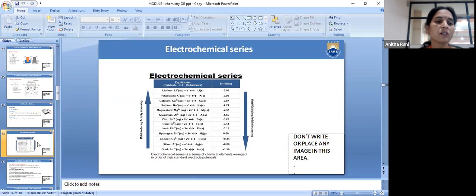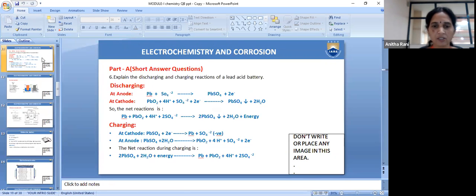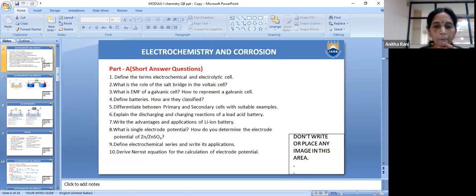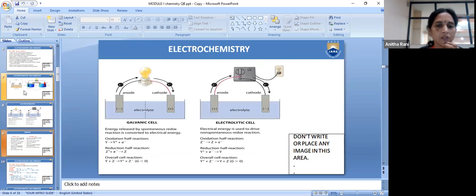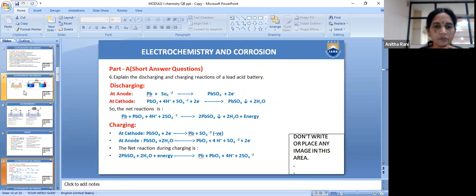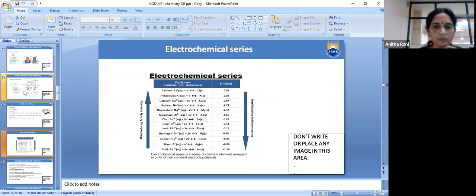Which metals are more active and which are less active, which metals have higher reduction potential and which have lower reduction potential. So you can write these applications. Next, the derived Nernst equation, you have to learn and you have to write.